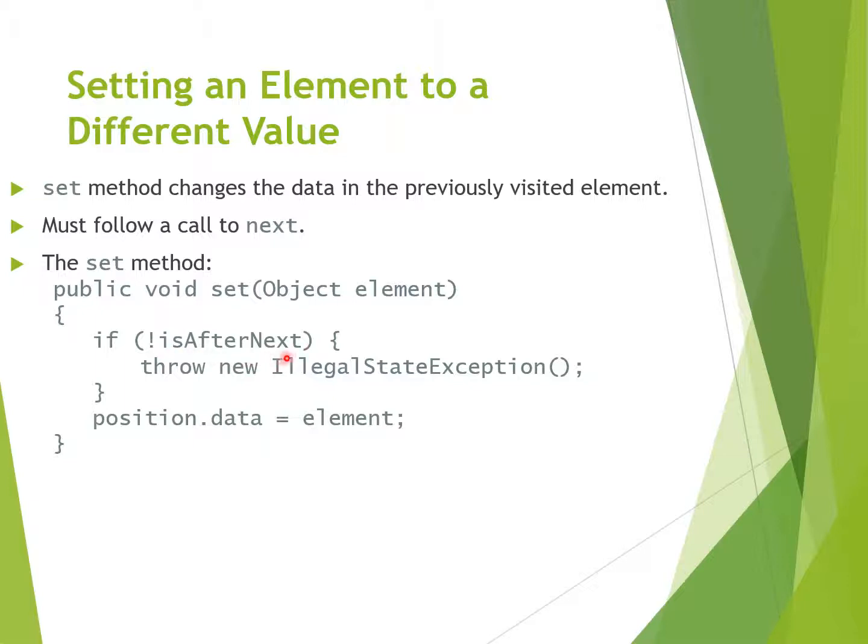If the isAfterNext flag is false, you have to throw a new IllegalStateException saying that it's not following a call to the next method. If the isAfterNext flag is true, then it has to set position.data equal to element, and that's the end of the implementation of this method.